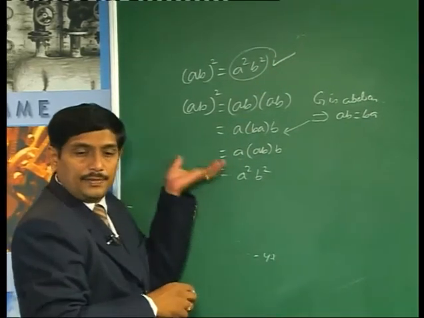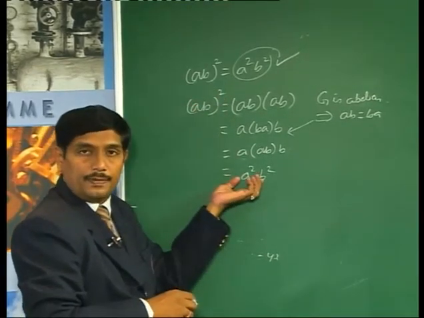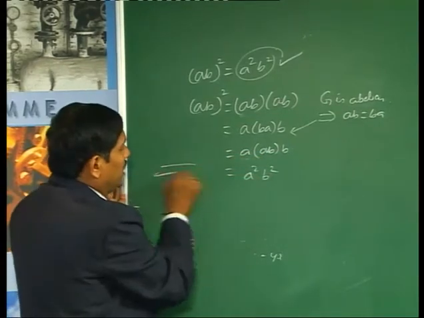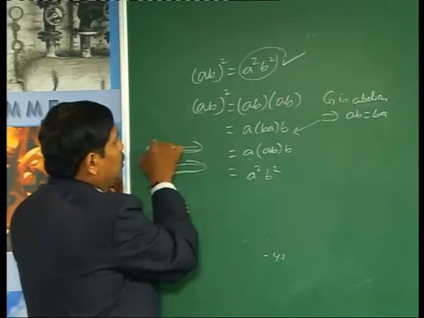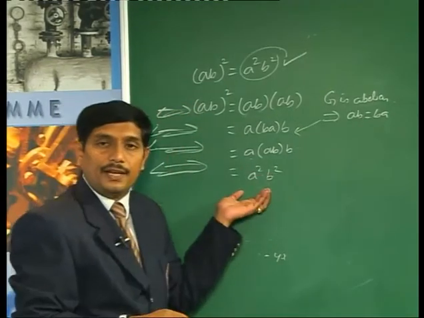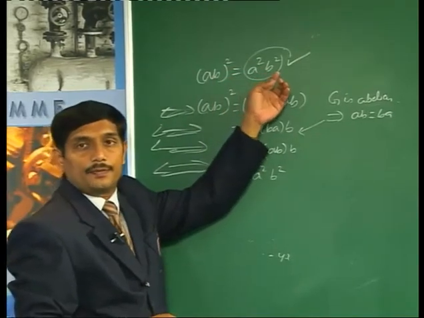Similarly, by an exactly similar procedure, if you start with (AB)² equal to A²B², then A² is again split at this point, so the if and only if condition again holds. Means G is abelian if and only if (AB)² is equal to A²B².